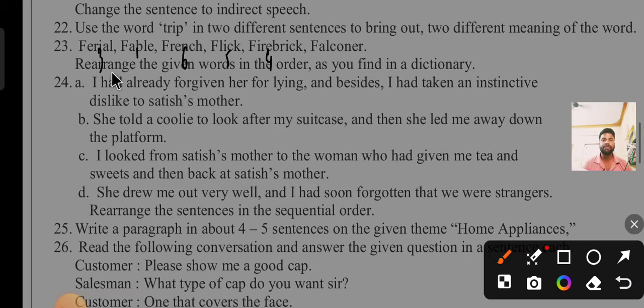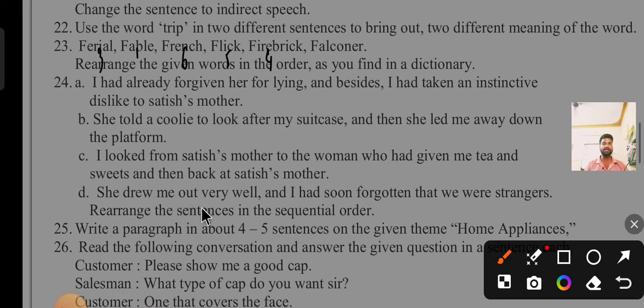Next, 24th. I had already forgiven her for lying, and besides, I had taken an instinctive dislike for Satish's mother. She told a coolie to look after my suitcase, and then she led me away down the platform. I looked from Satish's mother to the woman who had given me tea and sweets, and then back at Satish's mother. She drew me out very well, and I had soon forgotten that we were strangers.